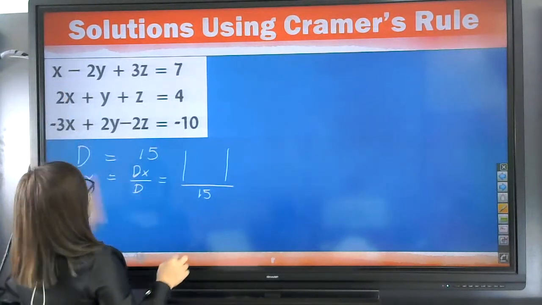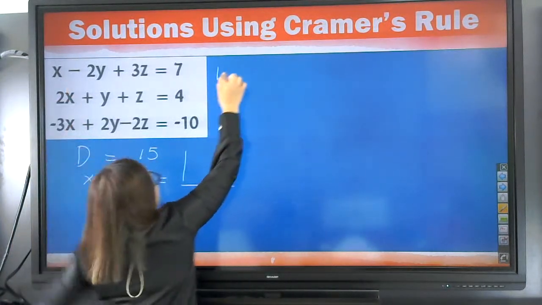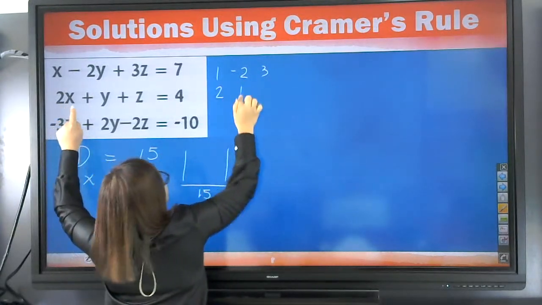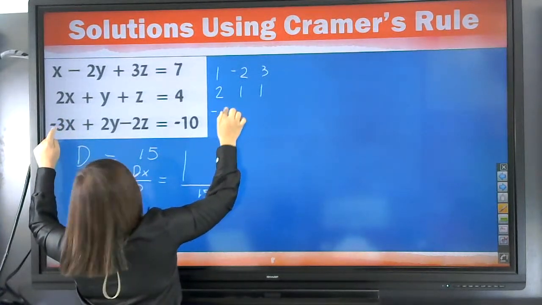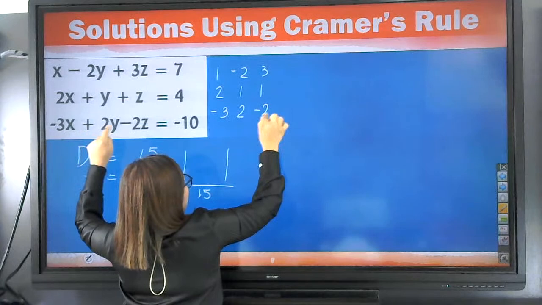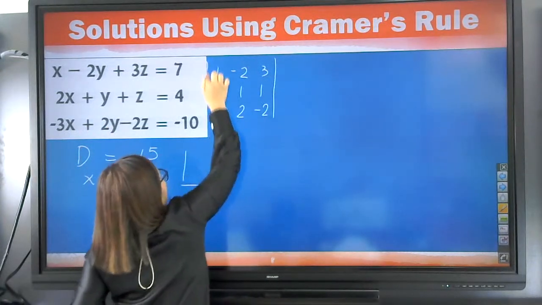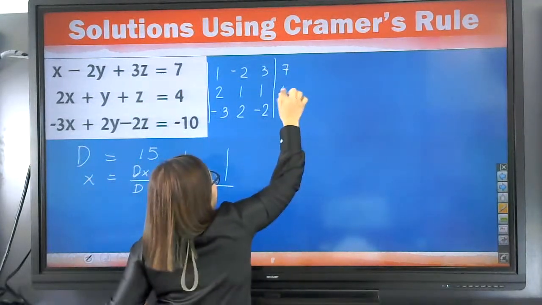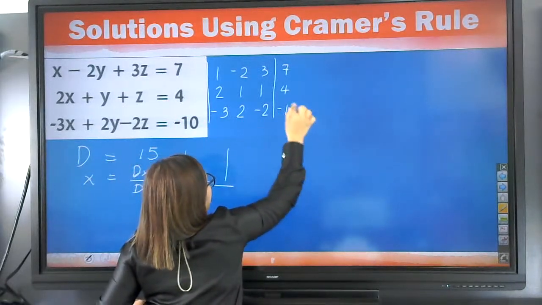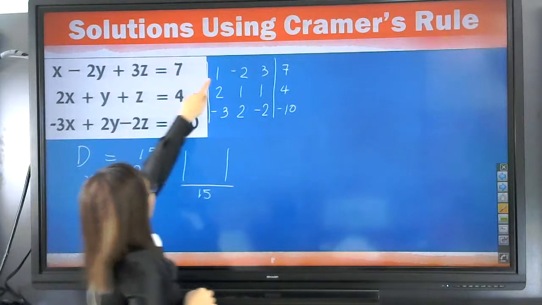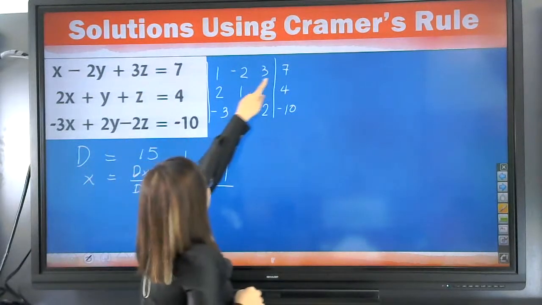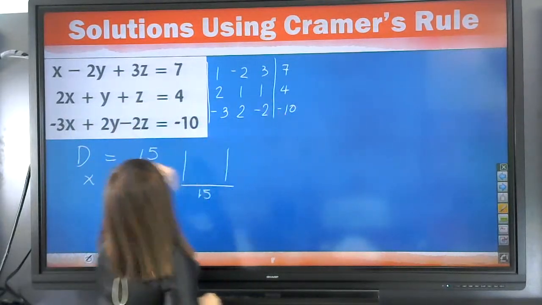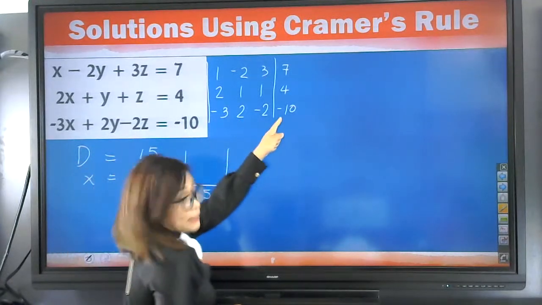So what we have here is, remember a while ago, 1, negative 2, and 3. And then we have 2, 1, 1, and negative 3, 2, and negative 2. And you can have here close, open here, and then 7, 4, negative 10. So these values are from here. 1, negative 2, 3 equals 7. Again, 2, 1, 1 equals 4. Negative 3, 2, negative 2 equals negative 10.